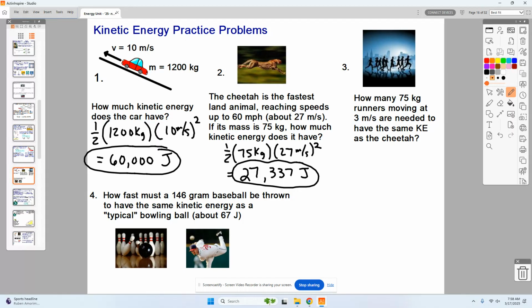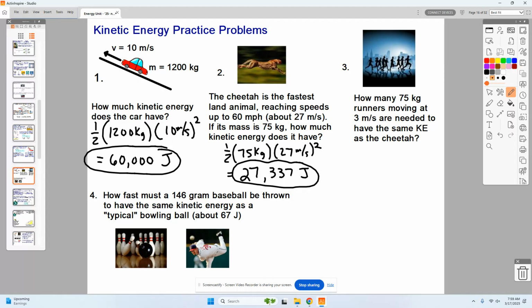Do not use your calculator for this one. For the runners, try to do this without a calculator. You notice I have 75 kilogram runners. So each of those runners has the same mass as that cheetah. They are running at 3 meters per second as opposed to 27 meters per second. Can you reason through how many of those runners I would need?